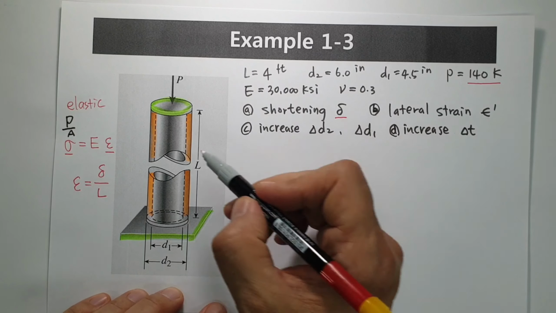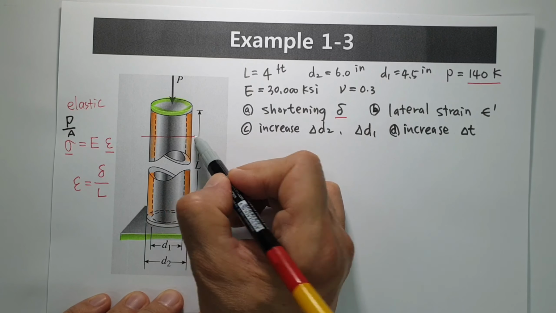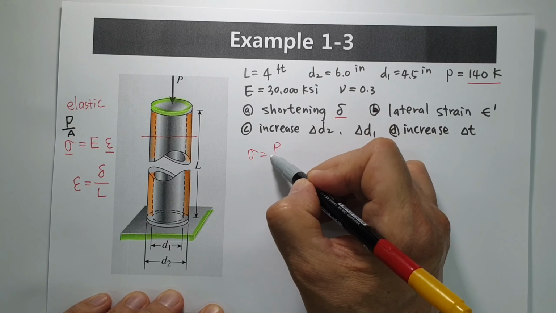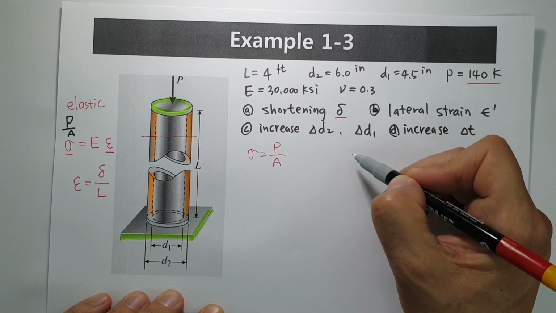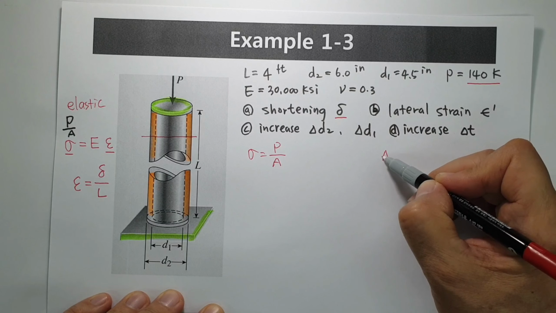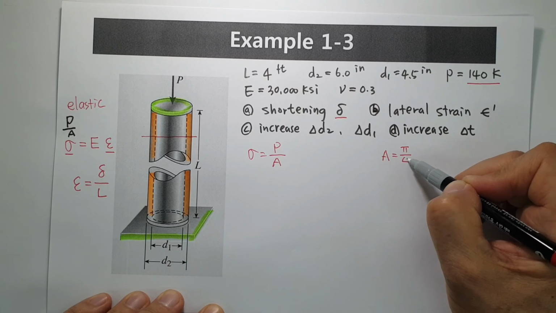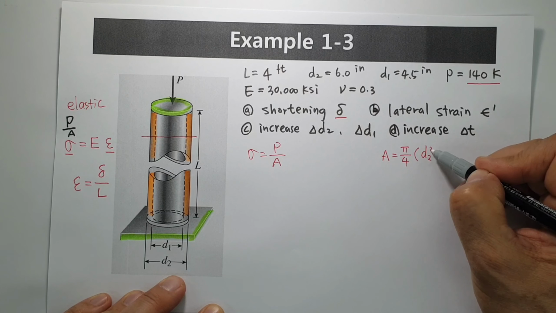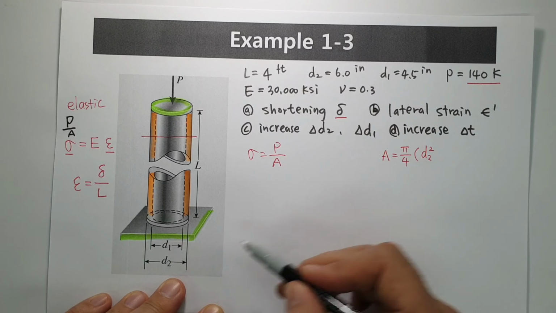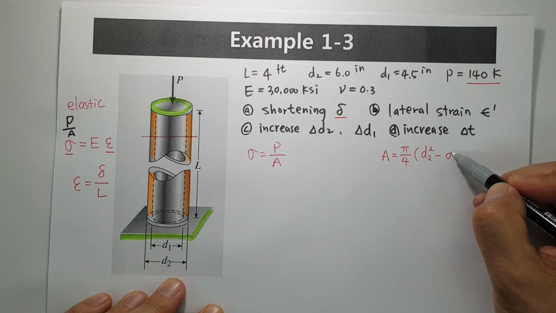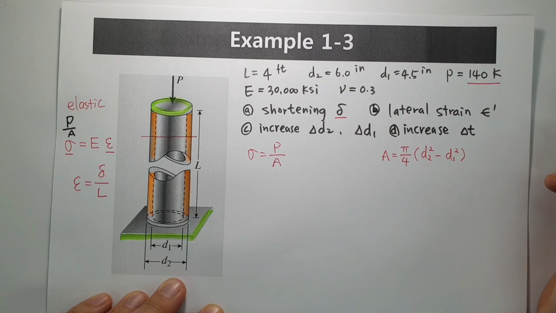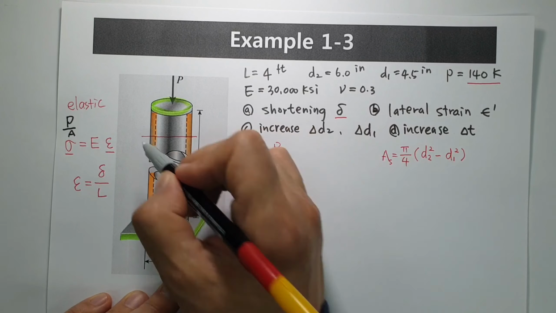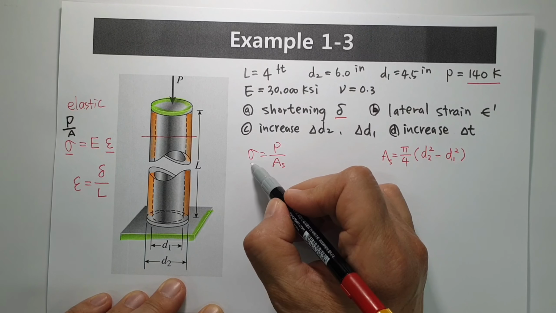At first, the cross-sectional area here, because sigma equals P over A. We must calculate A. The A value is like this one: A equals pi over 4 times the outside D2 squared minus D1 squared. Then you can calculate the cross-sectional area A here. Then we can find the sigma value.